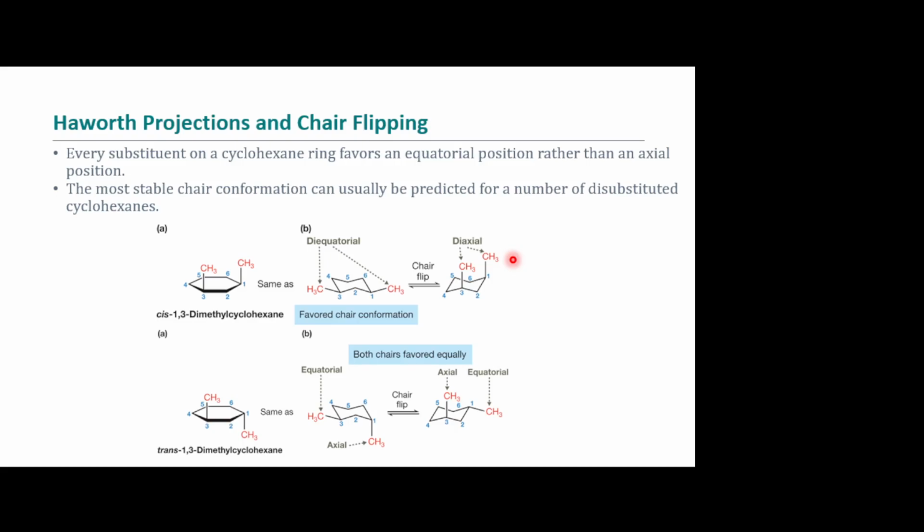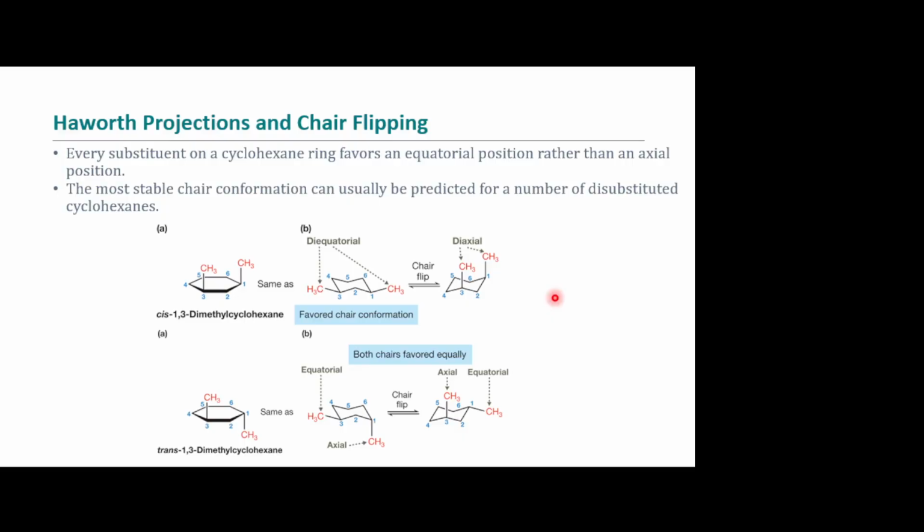Now let's go ahead and talk about this in terms of the Haworth projections and doing our chair flipping. Every substituent on a cyclohexane ring is going to favor an equatorial position rather than an axial position. It doesn't matter if we currently have that carbon written as being the head or in the middle or base part of the chair. That doesn't matter. All of these positions in reality on that ring are the same in terms of energy. There's actually no difference. You can draw it with different perspectives.